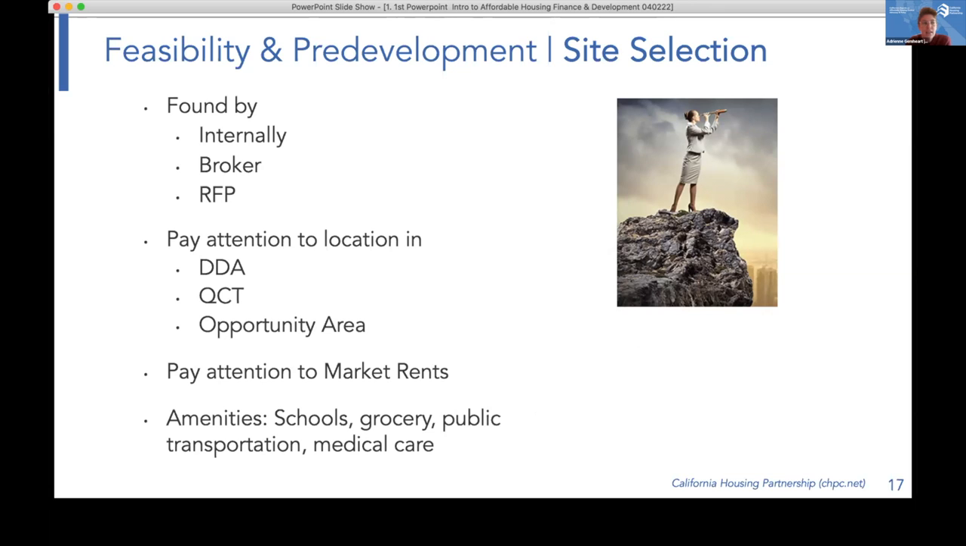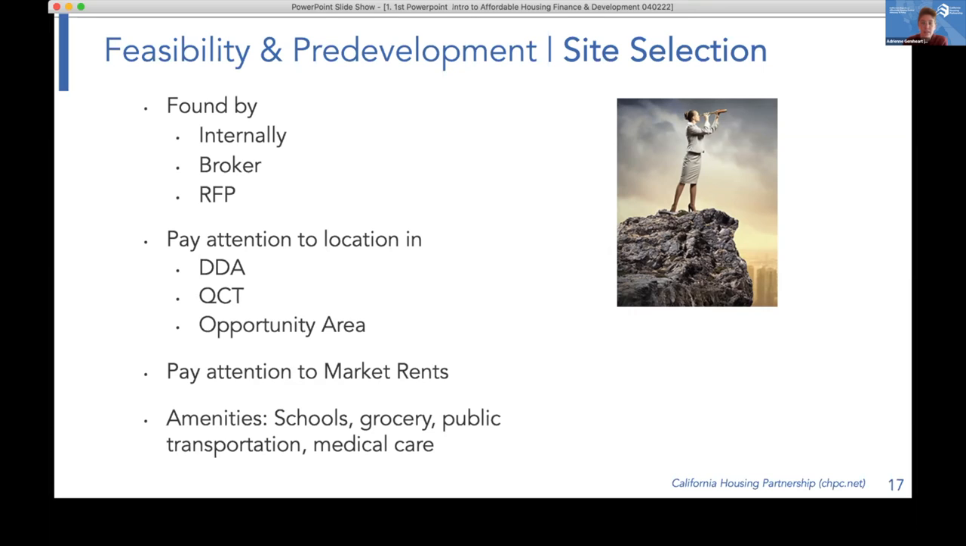So your site can either be found internally by your organization. Perhaps you're working with a broker who helps to find your site. Another way to get a site is through an RFP, or a request for proposal, often from a public agency that might be looking for developers to turn a site into affordable housing for the community.